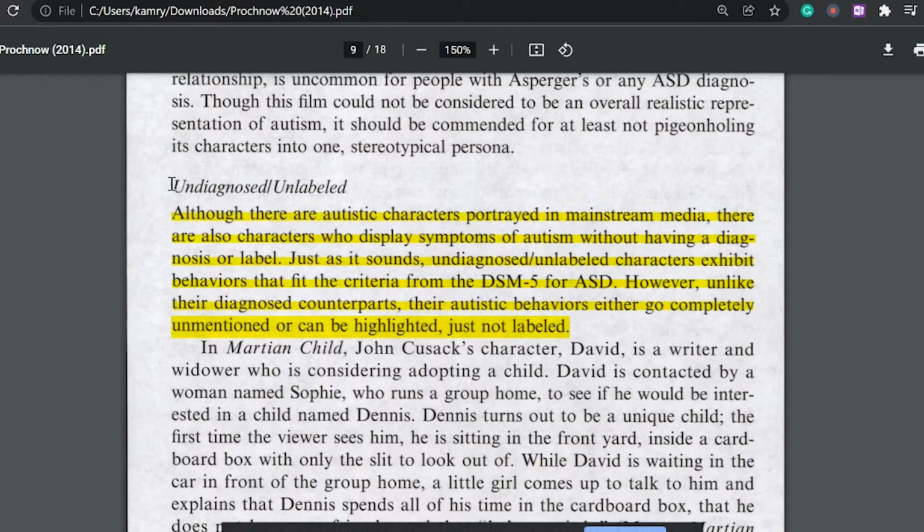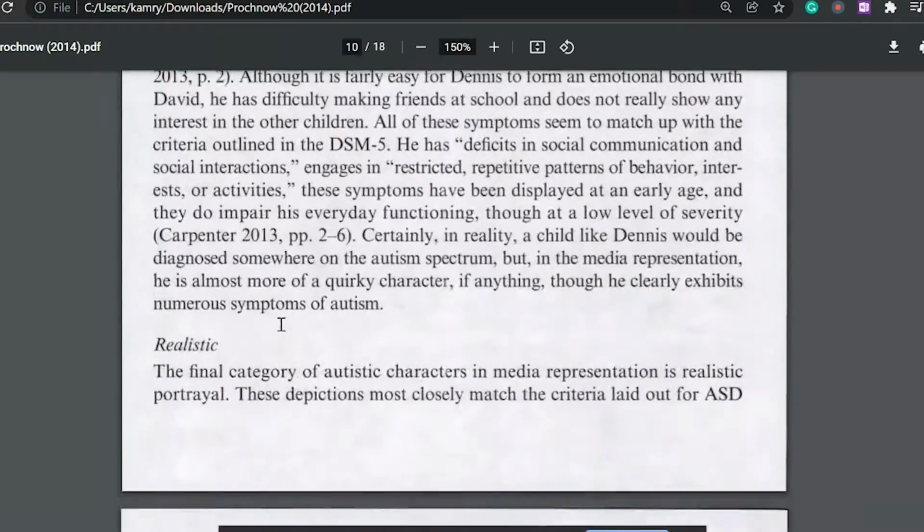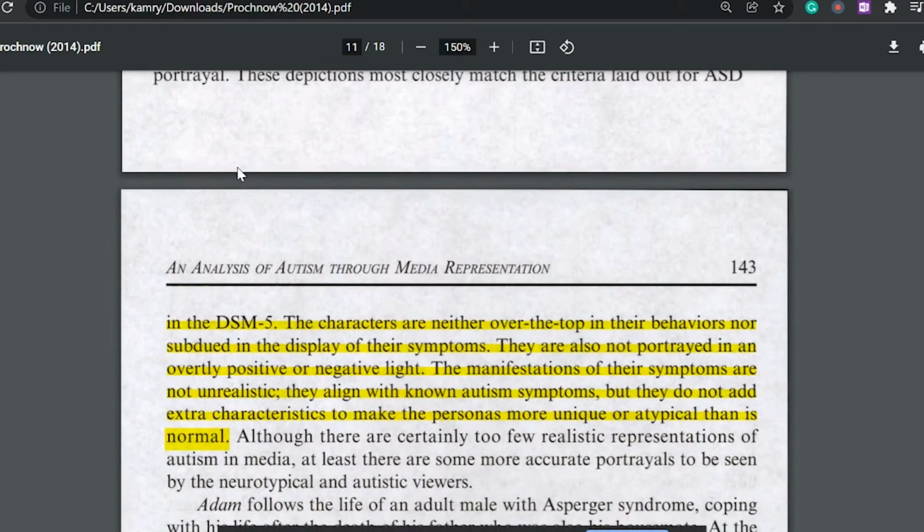The third one I'm going to talk about is undiagnosed or unlabeled. Although there are autistic characters portrayed in mainstream media, there are also characters who display symptoms of autism without having a diagnosis or a label in the show. And the final category is realistic. These characters are neither over the top in their behaviors nor subdued in the display of their symptoms. They are also not portrayed in an overly positive or negative light, although these portrayals are hard to find.